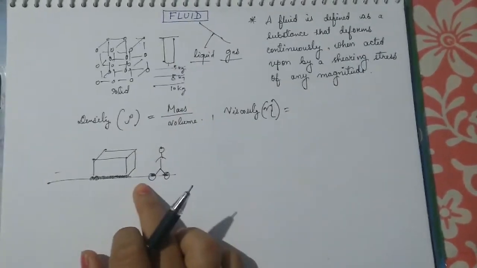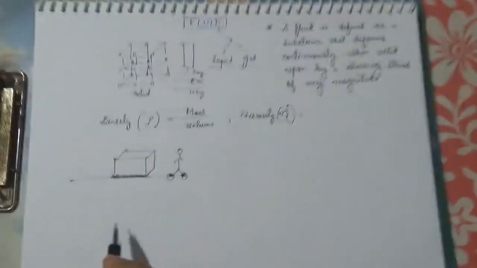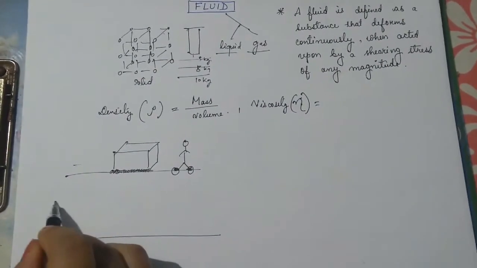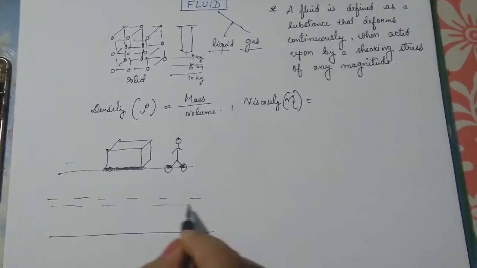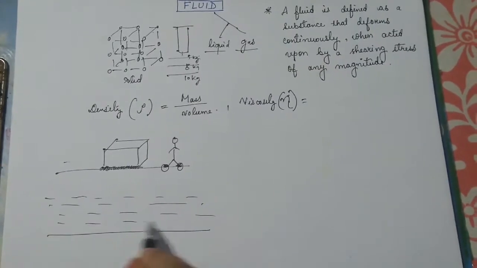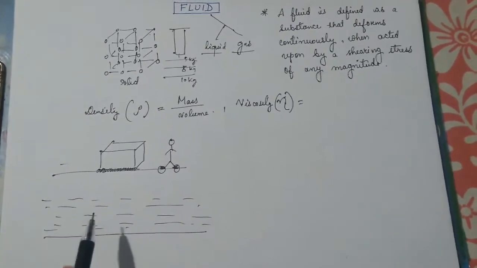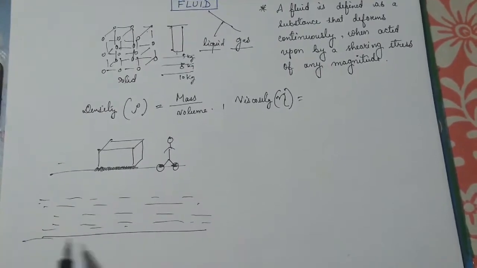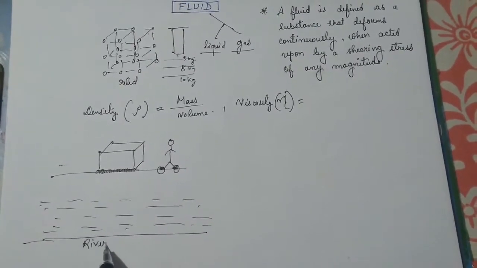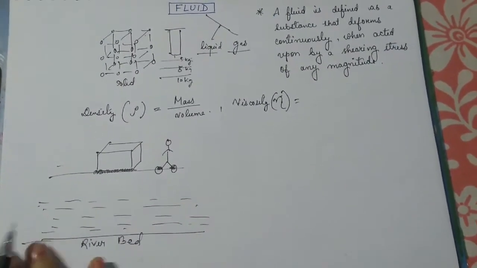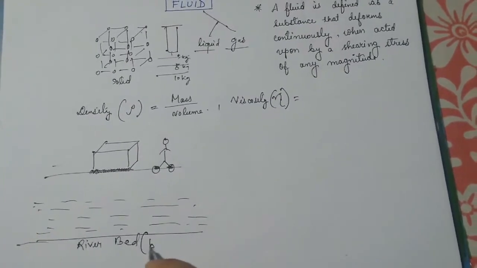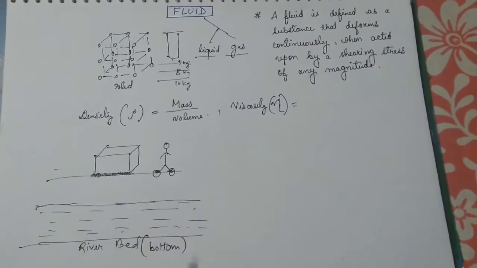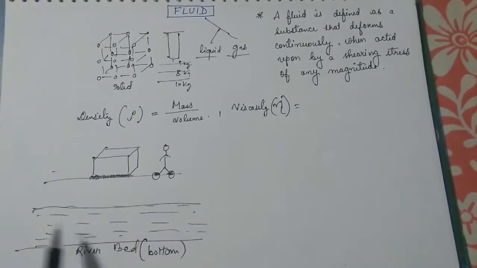Similarly, with liquids, suppose this is a river, this is the river bed, and water is flowing like this. Understood? Basically water will form different layers. This is the river bed, the bottom, and this is the uppermost surface. This is a river. Now when water is flowing, what happens?